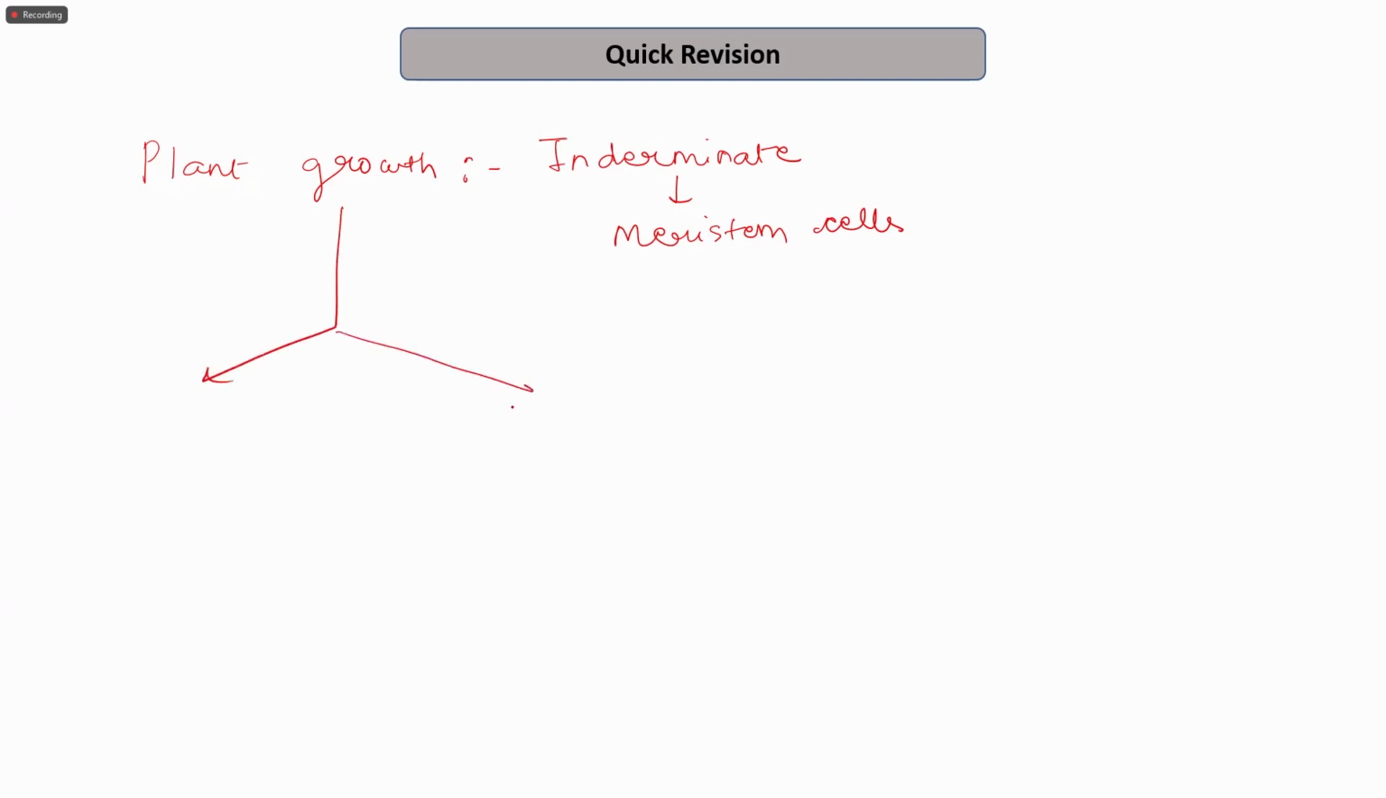So in the last lecture, we studied plant growth and its characteristics, right? We studied that plant growth is indeterminate. That is, there are certain cells like meristem cells that have the capacity to divide unlimitedly. And we also studied two different types of growth in plant cells, which are arithmetic and geometric growth.